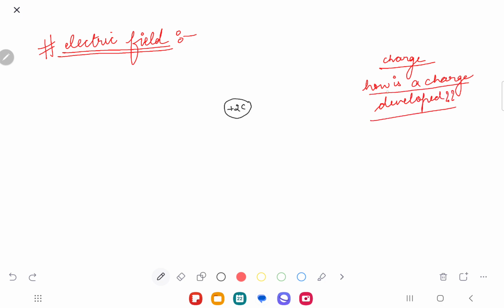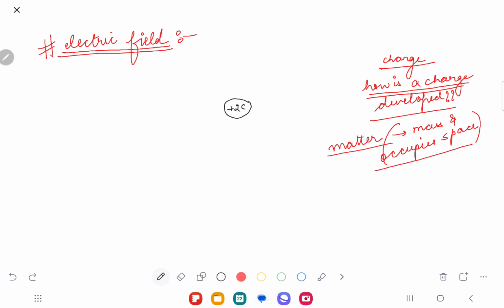When we have this 2 coulombs of charge, first of all, you have to understand what is a charge and how is a charge developed. So understand one thing. In nature, there is a lot of matter. What is matter? Anything which has mass and occupies space.